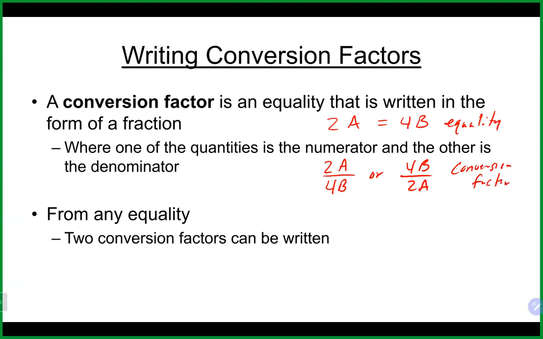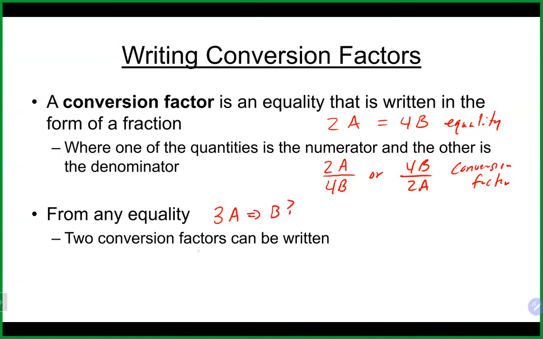So the process of dimensional analysis is one where we set things up in fraction form, and it's basically opposites cancel each other out. So for example, if we had 3A, and we want to know, how many B would we get out of that?